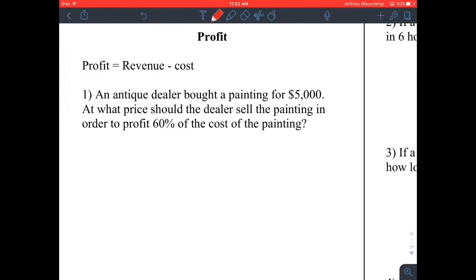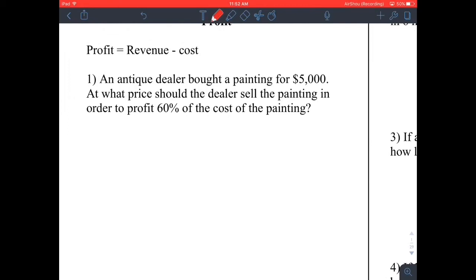Example, an antique dealer bought a painting for $5,000. At what price should the dealer sell the painting in order to profit 60% of the cost of the painting? So you can do this once again in a couple different ways, and we don't actually use this formula for this problem.